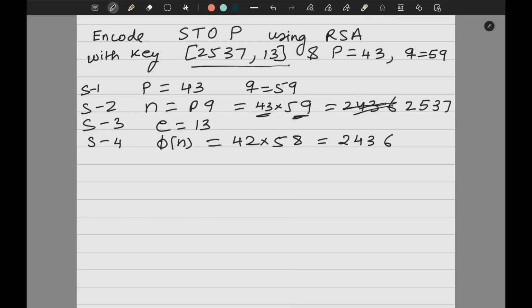Okay, so if you want to cross check your E value, what is the condition? E should lie between 1 and phi n, and GCD of E and phi n should be 1. So that is what it is satisfying. So E value is 13.